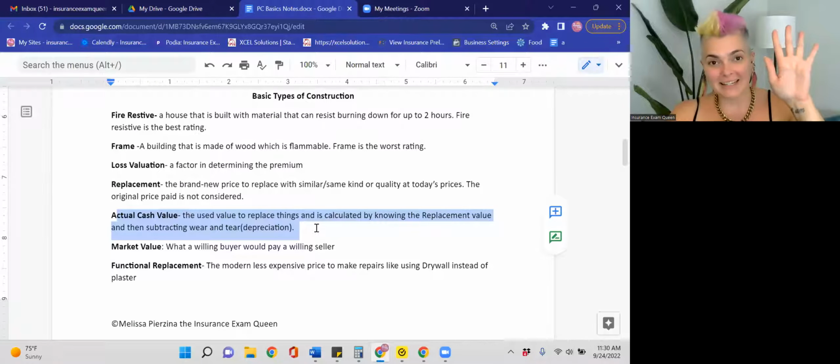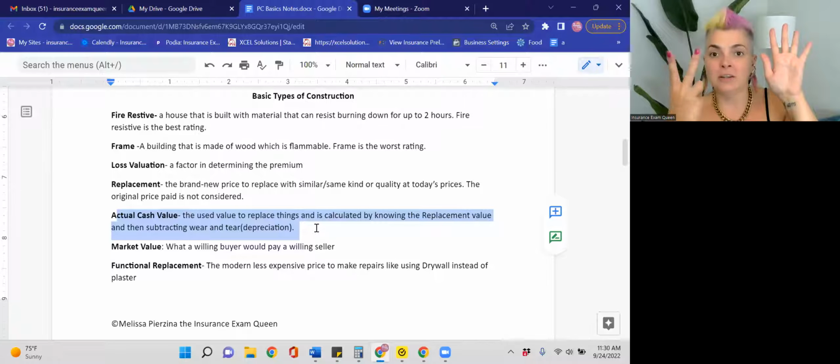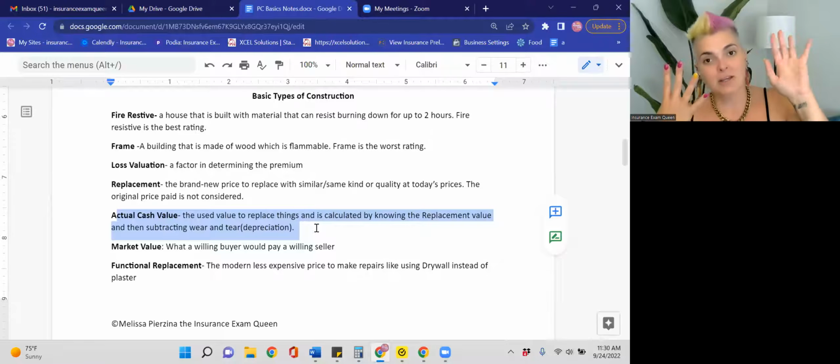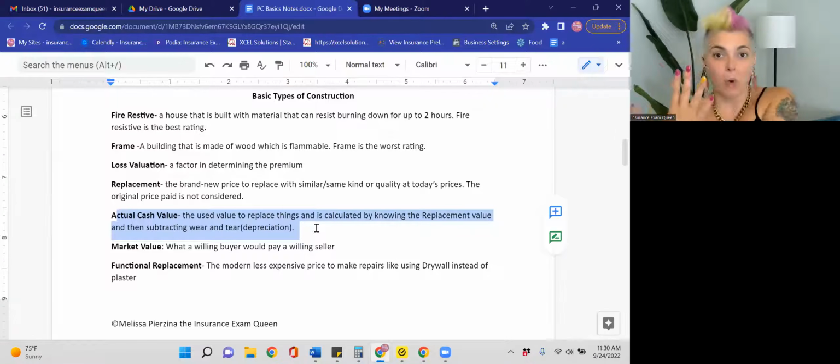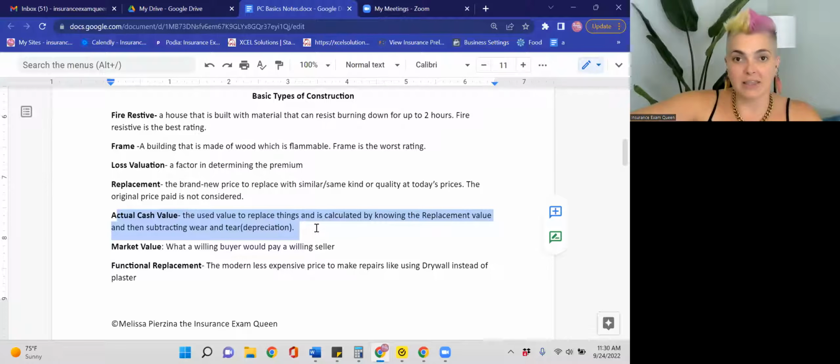$1,000 to replace it. Every year it loses $200 of value. Okay, so year one, $200. Year two, $200, for a total of $400. So $1,000 minus $400, because $200 each year, is $600. That's the actual cash value of the item.